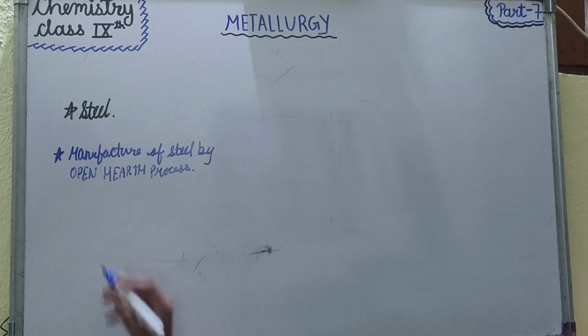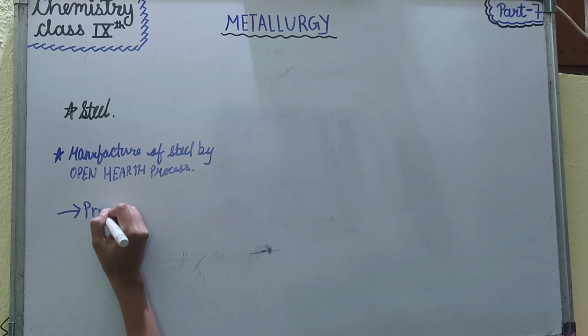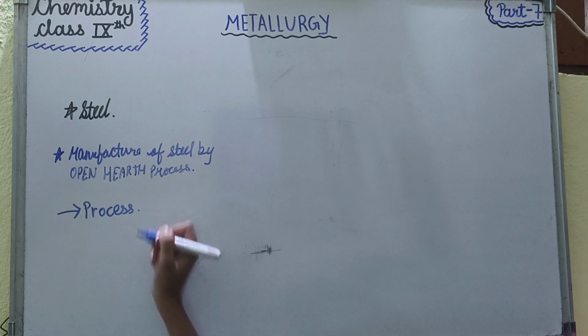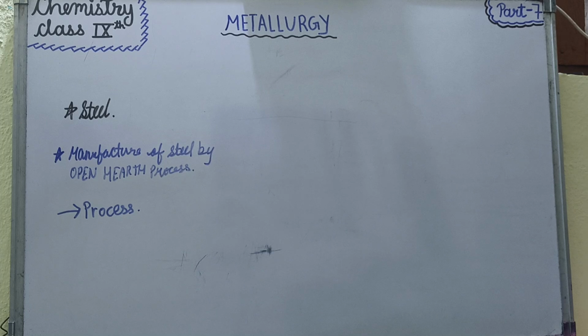And the process is: the cast iron along with steel scrap is heated to a temperature of 1500 degrees Celsius. Changes take place like sulfur impurities are removed as sulfur dioxide, silicon and phosphorus are converted to silica, SiO2 and phosphorus pentoxide P2O5. These react with lime and form slag.